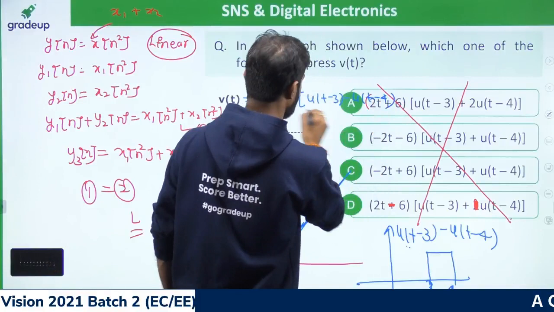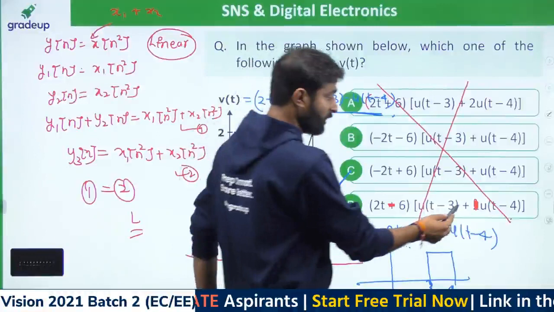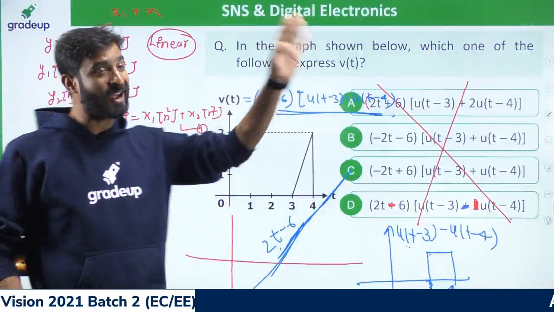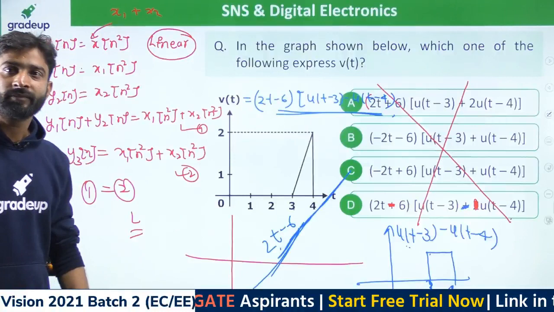Dharmendra, that is not D. If it is D, then there should be a minus sign. Now it is the correct answer, right? There should be a minus, then only that signal will be present between 3 to 4. If you add it, then it will be present from 3 to infinity. Right? Everybody, are you getting my point? Yes, Dharmendra, that sign change should be present.